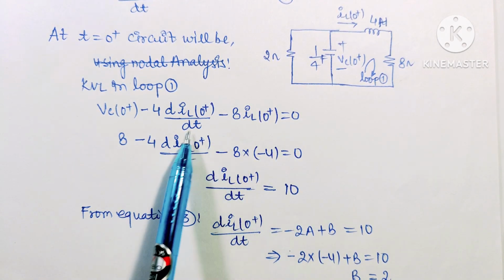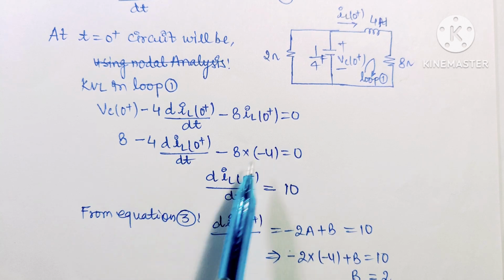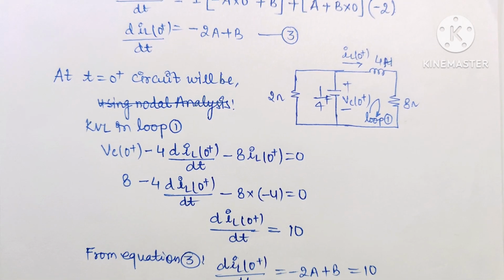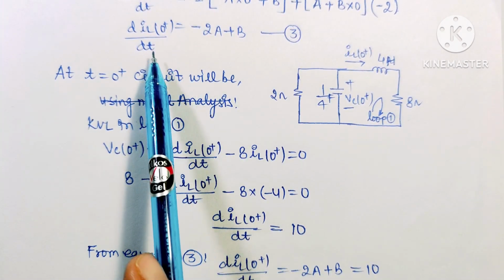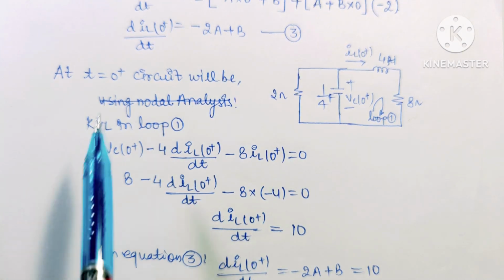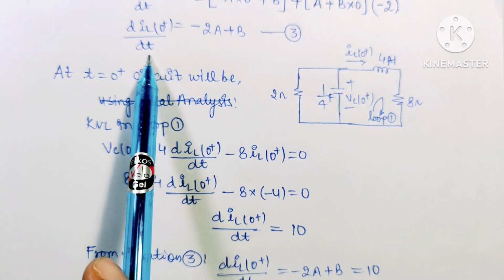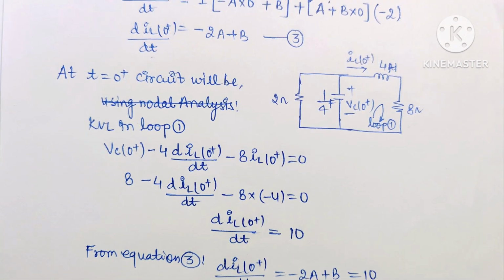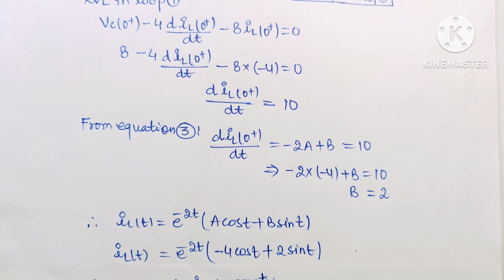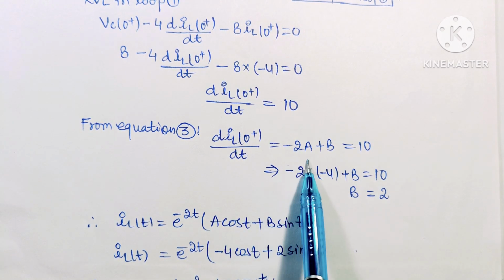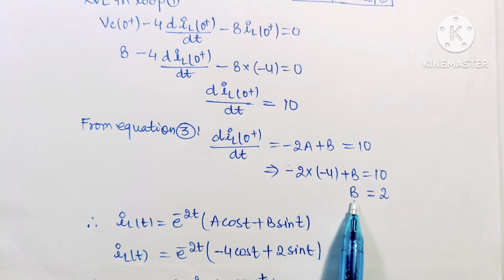Now if we calculate dIL0 plus by dt by solving this equation, we find this value equal to 10. From equation number 3, which we assumed here, dIL0 plus by dt equals minus 2a plus b. So we will put the value of dIL0 plus by dt and the value of a here, then we will calculate the value of b. So here we have put the value of dIL0 plus by dt equal to 10, and that was minus 2a plus b, so the value of b will be equal to 2.